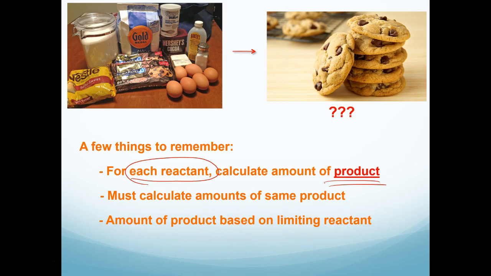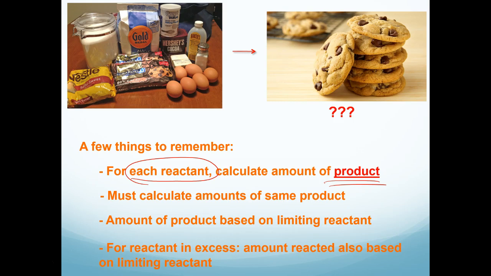The amount of product made is based on the limiting reactant. So you went through this exercise with the cookies and you found that the chocolate chips are limiting. I know it's sad, right? But those chocolate chips limit the amount of cookies we can make because we have to have chocolate chips in our cookies, right?